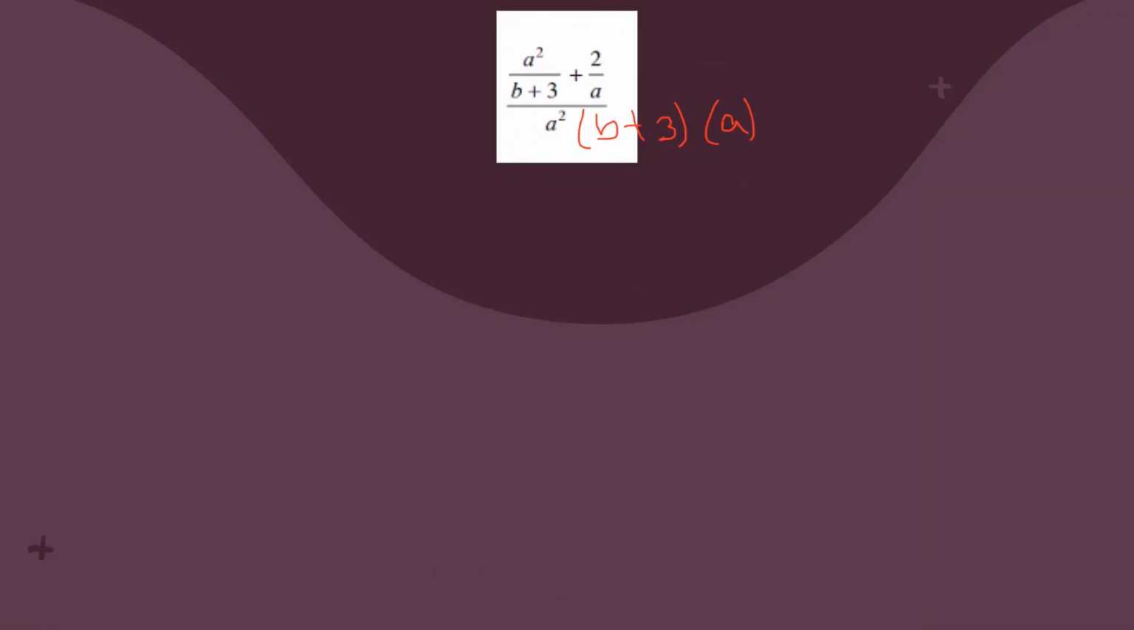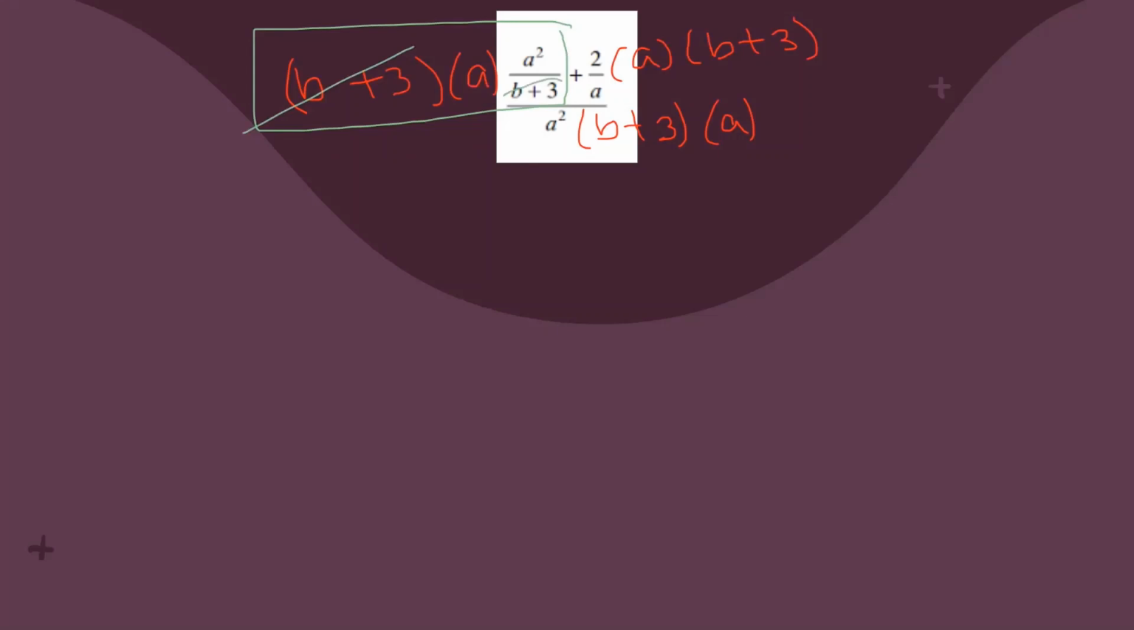So if you multiply everything using that, I multiply this with a and then b plus 3, and I multiply this part using a times b plus 3. And what happens when I do that? Let's work with this part first. The b plus 3 and b plus 3 cancel out, so I'm just left with a squared times a. And a squared times a is a cubed, like we just did.